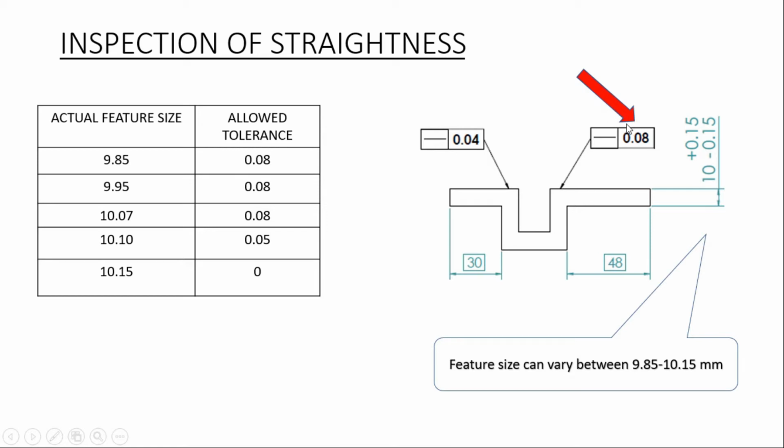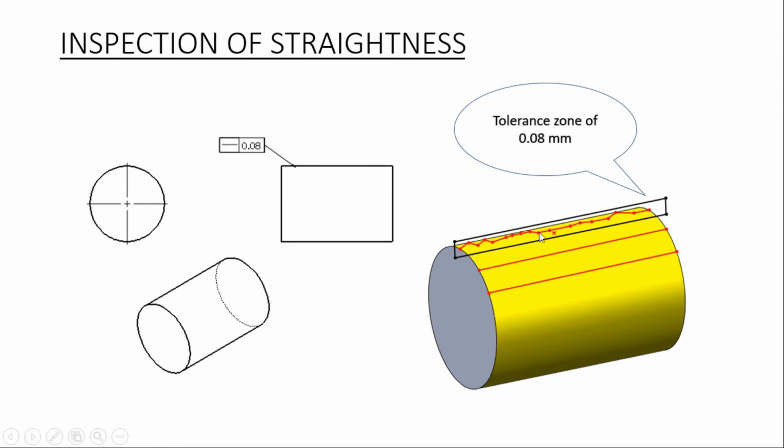Now if you have a radial line element like this and you have a callout of straightness saying 0.08 mm, that means you can see here the radial line can vary between these two black lines, which is a tolerance of 0.08 mm. The planar area, I mean the rectangular box here, is assumed as a planar area with a thickness of 0.08 mm.